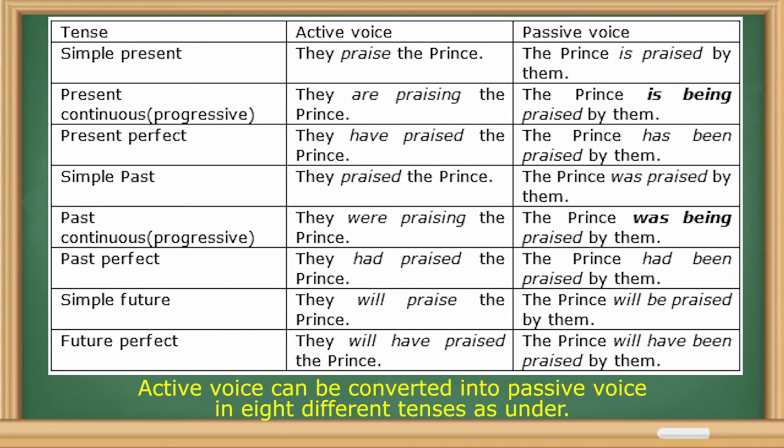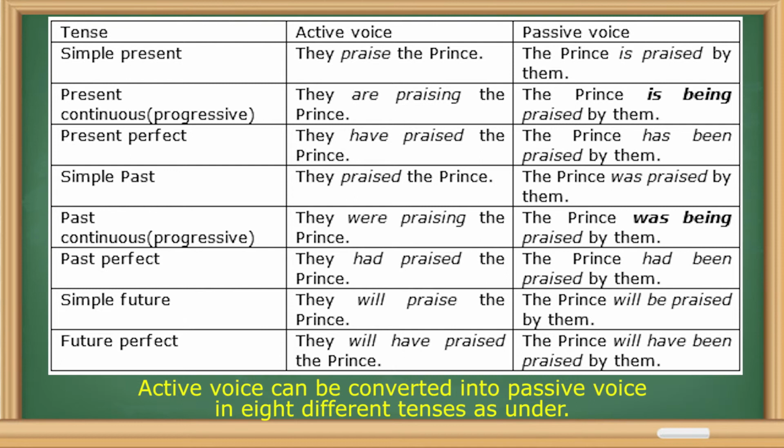See the table please. See the tense, simple present. They praise the prince. This is active. The prince is praised by them is passive. Now here is the auxiliary verb which is in present tense. So the first sentence was in present tense. The passive sentence is also in present tense because it is decided by the auxiliary verb, which is is, and praised will always be in past participle, so the question doesn't arise.